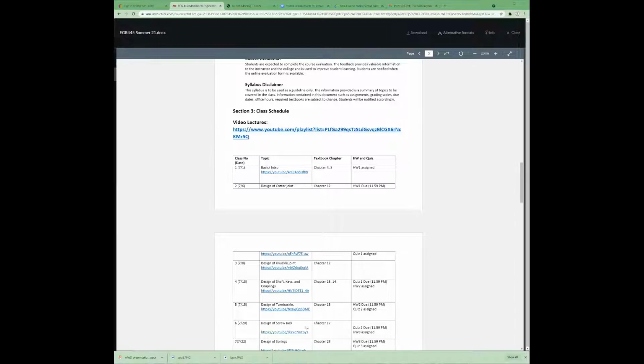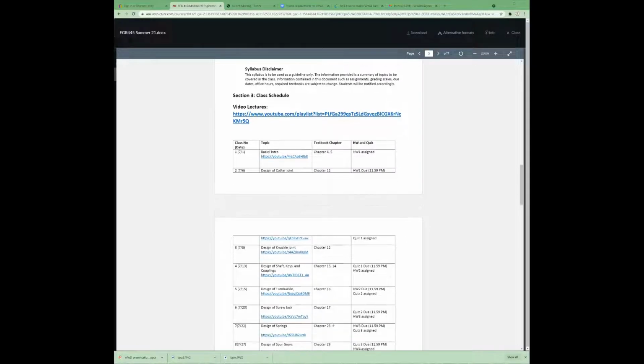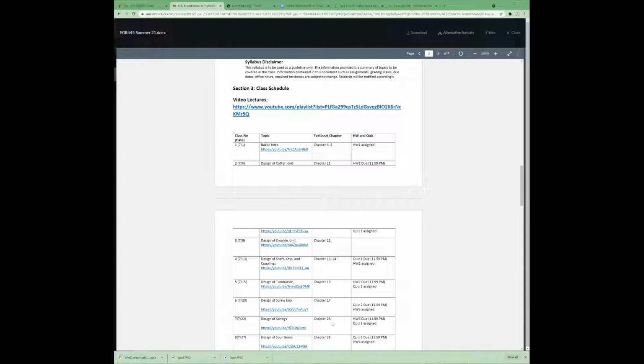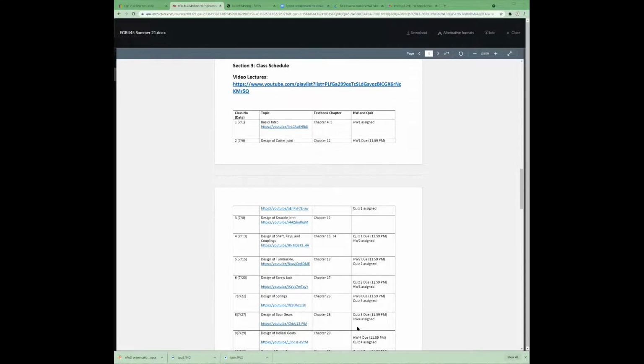Then we have design of screw jack. In design of screw jack, you will see design of power screws and other material, that is from chapter 17. Then we have design of springs, which is chapter 23. We will talk about design of helical springs and design of leaf springs. And then there is quiz and homework associated with that.